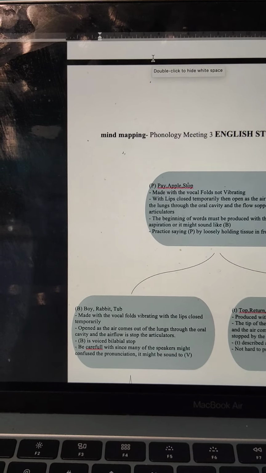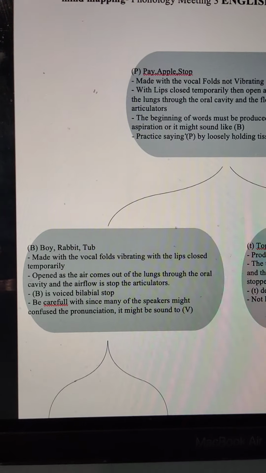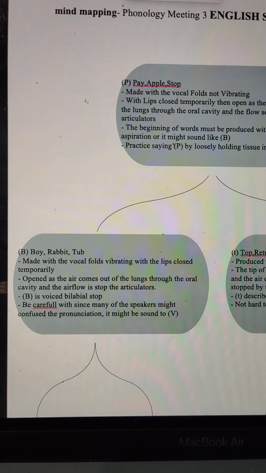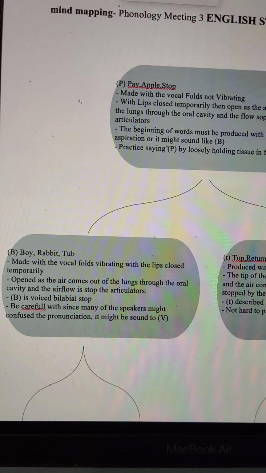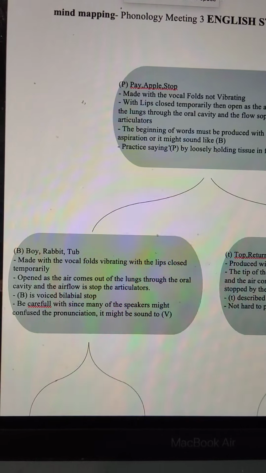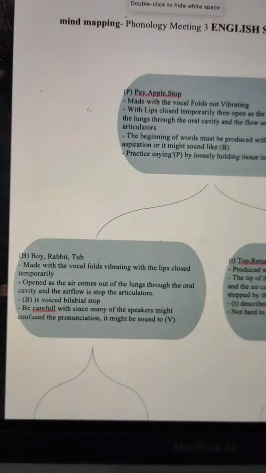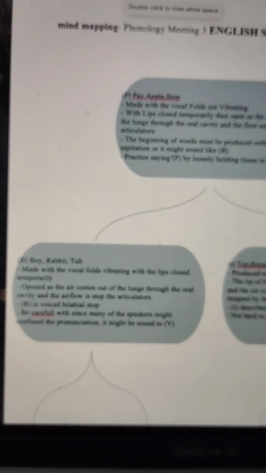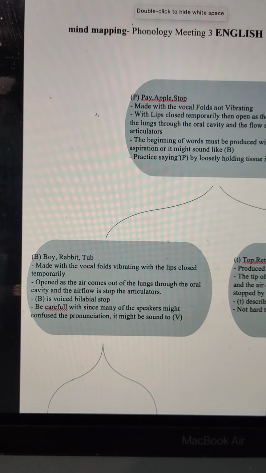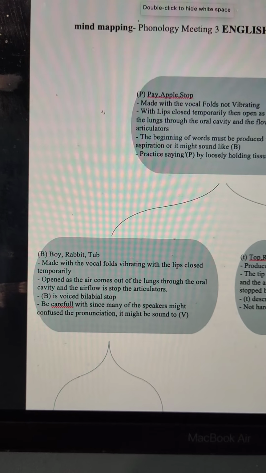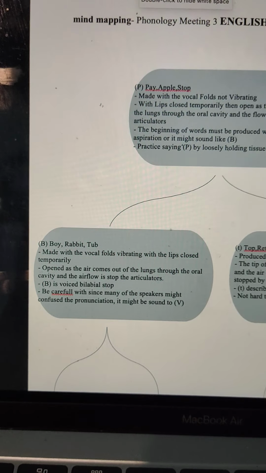So we will go to B. B we can find in the words boy, rabbit, top. This is made with the vocal folds vibrating, with the lips closed temporarily, then opened as the air comes out of the lungs through the oral cavity, and the airflow stops at the articulators. B is also a voiced bilabial stop, but always be careful since many speakers might confuse the pronunciation. It might sound like V.